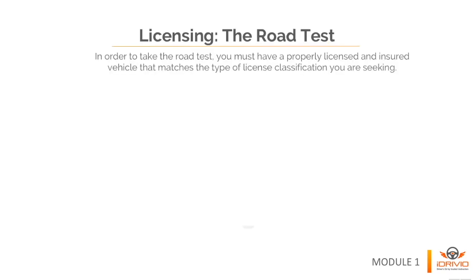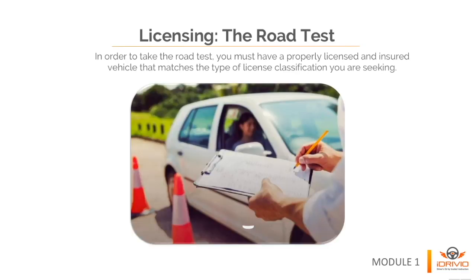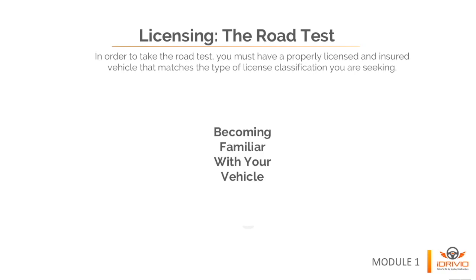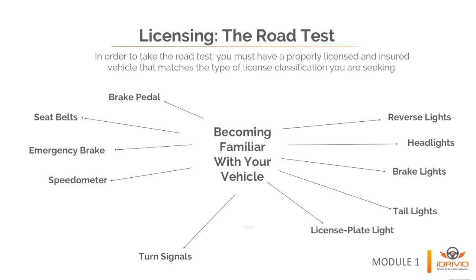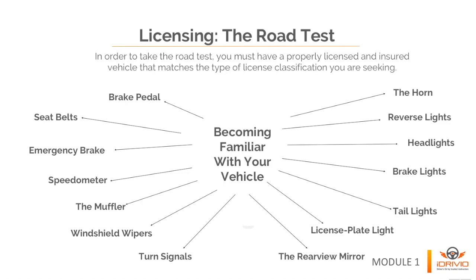In order to take the road test, you must have a properly licensed and insured vehicle that matches the type of license classification you are seeking. It must comply with the Secretary of State's vehicle standards, which means every part necessary to ensure safe driving must function. This list includes, but is not limited to, the brake pedal, the emergency brake, the speedometer, seat belts, headlights, brake lights, tail lights, reverse lights, license plate light, turn signals, windshield wipers, the horn, the rear view mirror, the muffler. Proof of current insurance is also required for the road test.